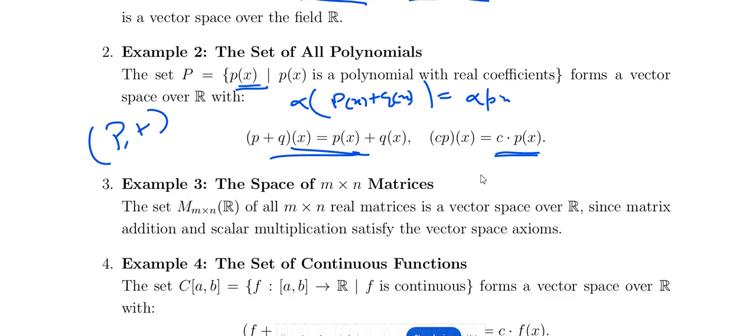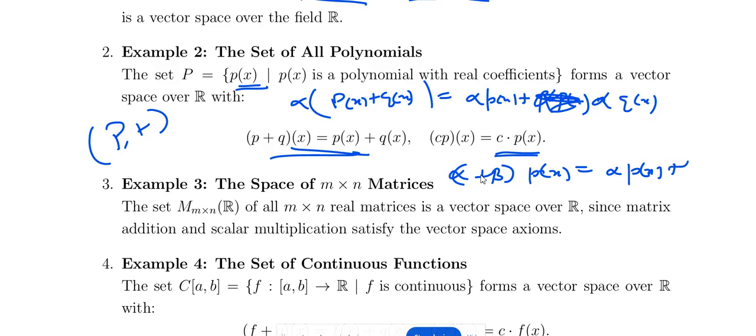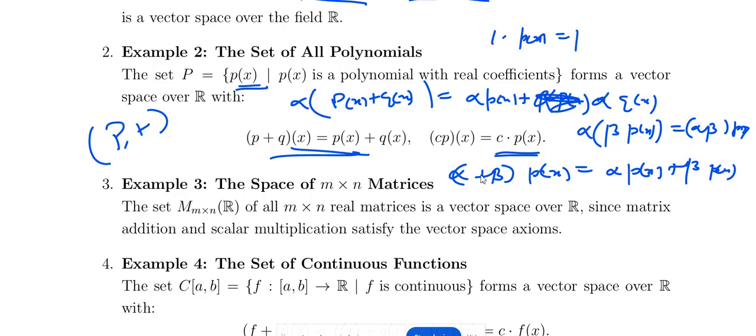is equivalent to alpha p of x plus alpha q of x, and another property, alpha plus beta into p of x is equivalent to alpha p of x plus beta p of x, and alpha into beta p of x equal to alpha beta into p of x, and 1 into p of x is always equivalent to p of x. 1 is the identity element over the field R. So these are the properties.